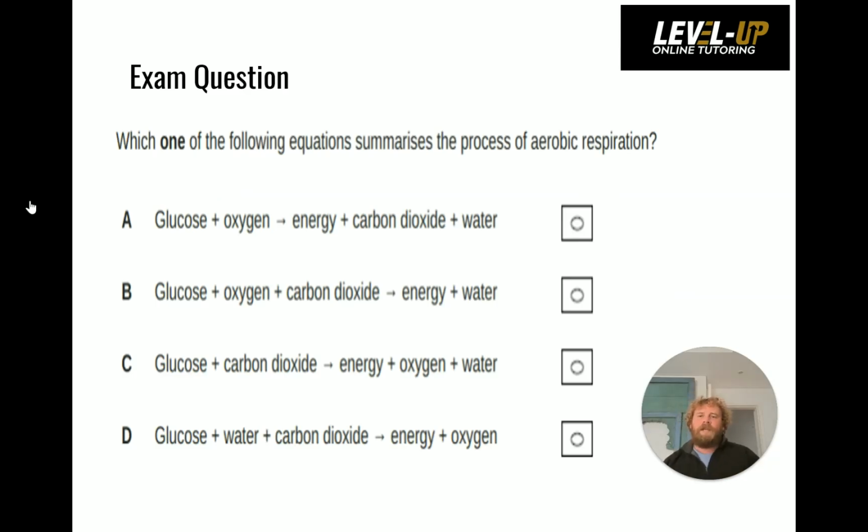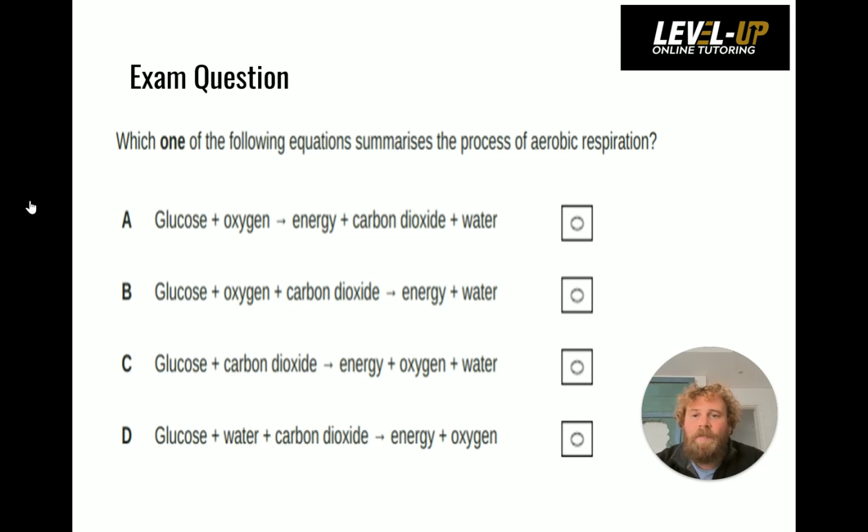Next question. Which one of the following equations summarizes the process of aerobic respiration? So we have glucose plus oxygen equals energy, carbon dioxide, and water. We have glucose plus oxygen plus carbon dioxide equals energy and water. We have glucose plus carbon dioxide equals energy plus oxygen plus water. And we have glucose plus water plus carbon dioxide equals energy plus oxygen.